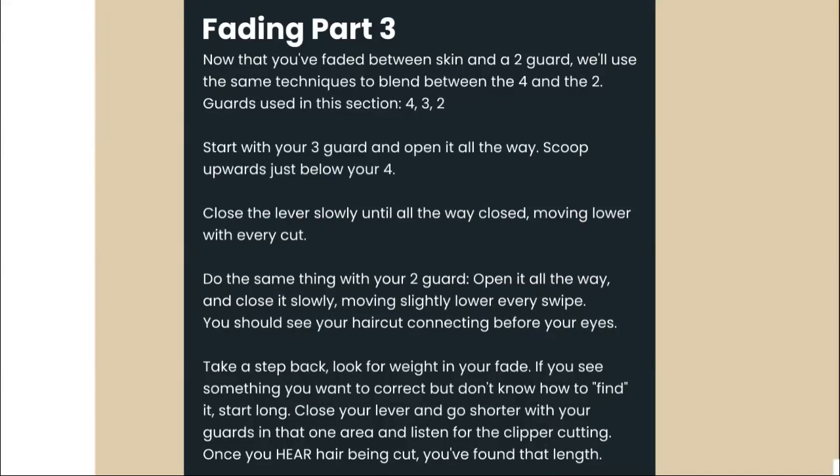At this point, you should take a step back and look for weight in your fade. If you see something that you want to correct but you don't know how to find it, start long. Close your lever and go shorter with your guards in that one area and listen for the clipper cutting. Start long, go shorter little by little. Once you hear the hair being cut, you know that you've found the length that you're looking for.